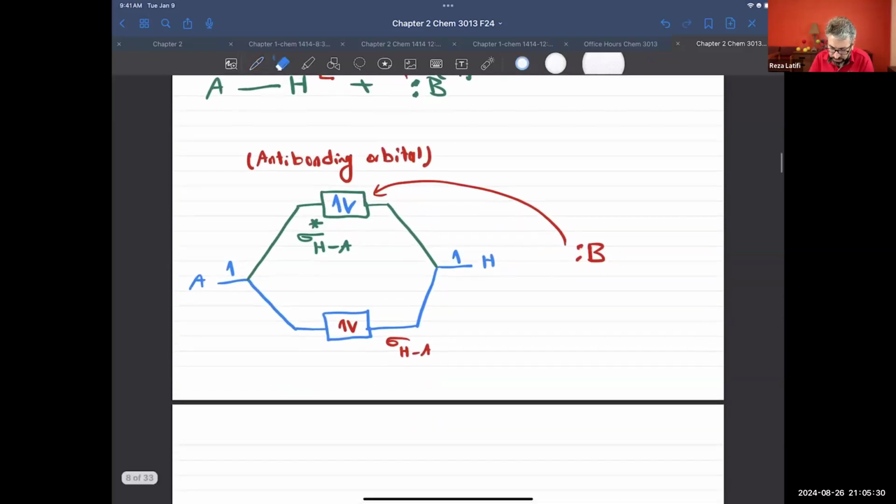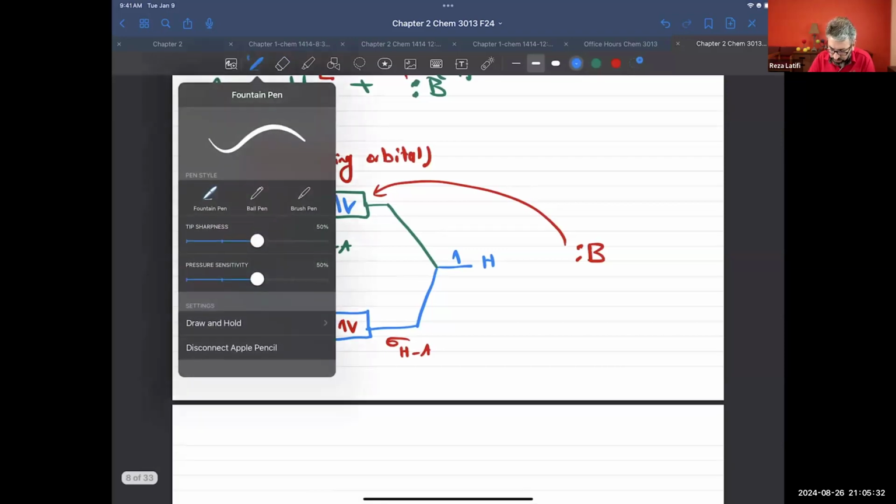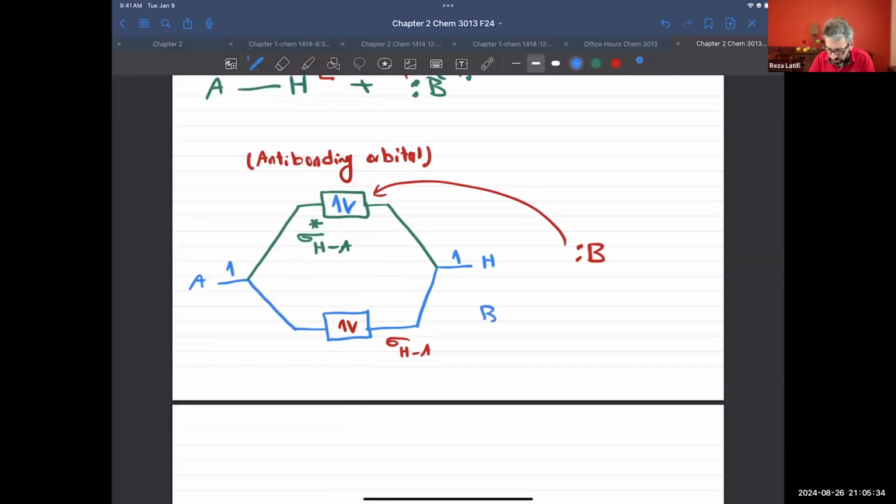Now calculate the bond order for HA. It will be 2 minus 2 divided by 2. It will be 0. What does it mean? It means we broke the bond. The AH bond is gone. Now we got a new interaction between B and H, and I'm going to show it by a solid line between H and B.